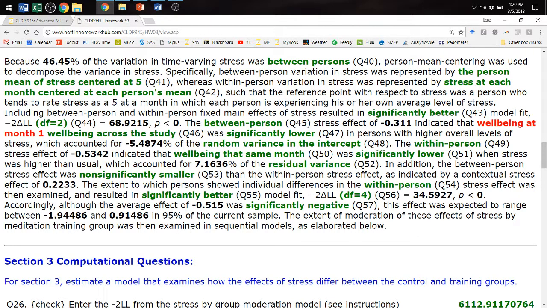So any effects of between person stress, when it's entered only as a main effect, are going to be overall, at level 2, across time, whereas effects of within person stress at level 1, because level 1 is time, the within person effect of stress is at that occasion specifically. So there were a couple of questions making sure that you kept track of that distinction.